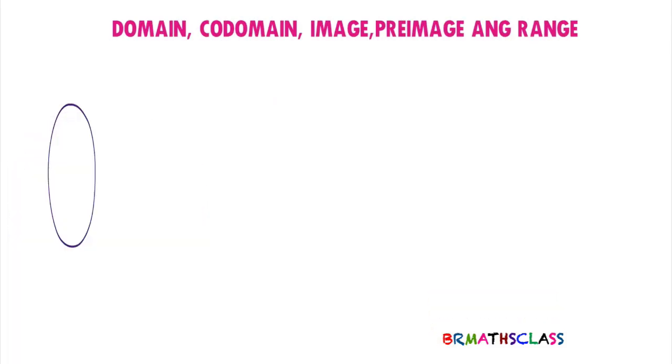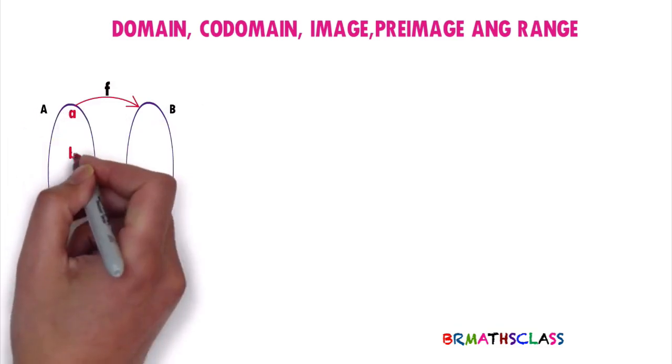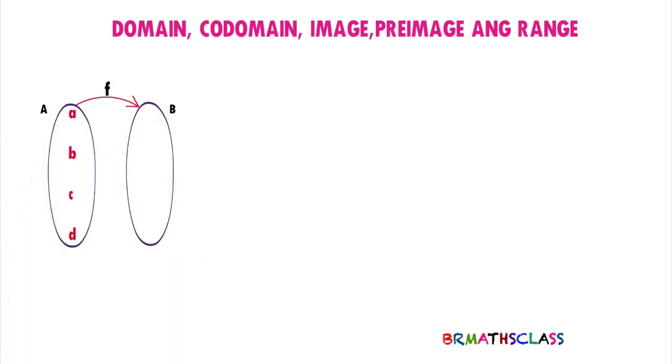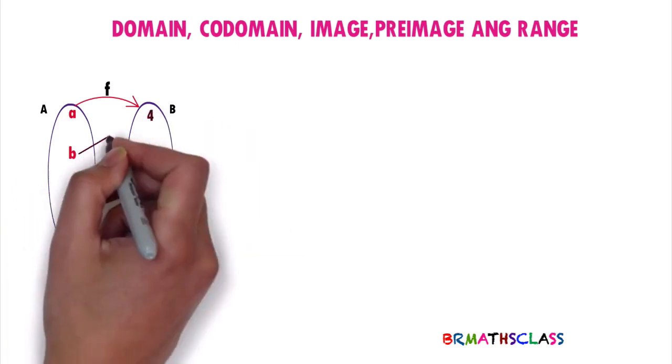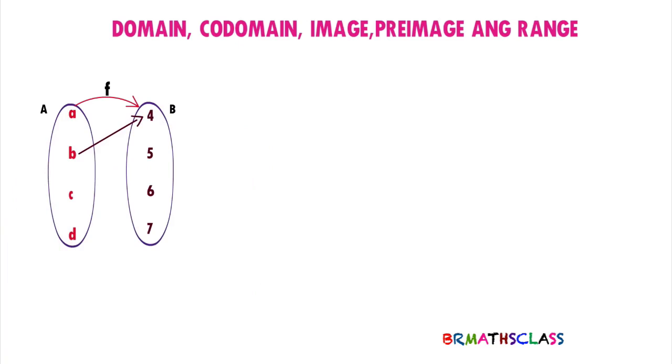Domain, codomain, image, pre-image and range of a function. Consider a relation f from A to B. The set A contains elements a, b, c, d. The set B contains elements 4, 5, 6, 7. And the relation is like this. b is related to 4, c is related to 7, d is related to 6, a is related to 6.